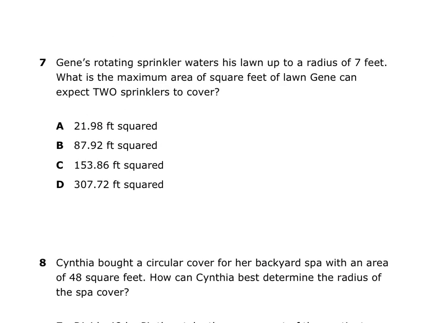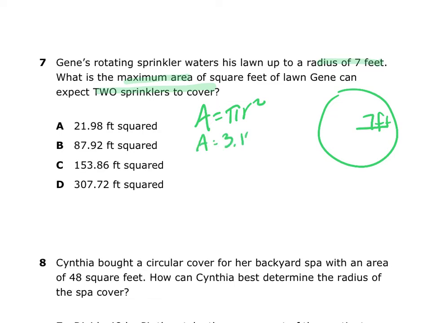Jean's rotating sprinkler waters his lawn up to a radius of 7 feet. What is the maximum area that 2 sprinklers can cover? So we have a radius of 7 feet. Okay, so we're going to go area equals pi r squared. Okay, and then once we get that, 3.14 times 7 squared. Okay, so 3.14 times 49.